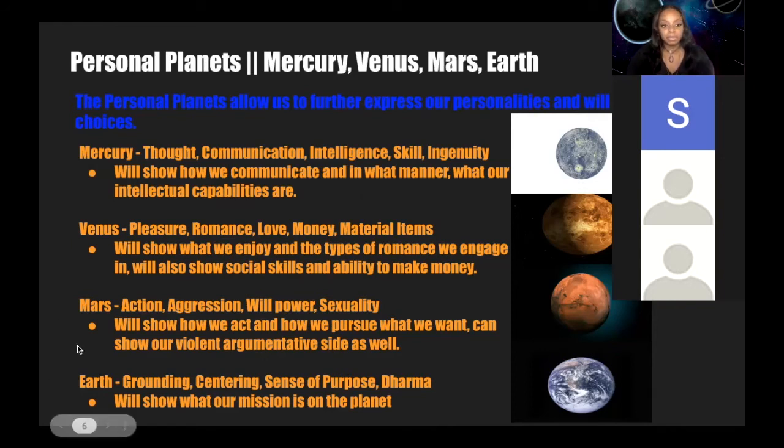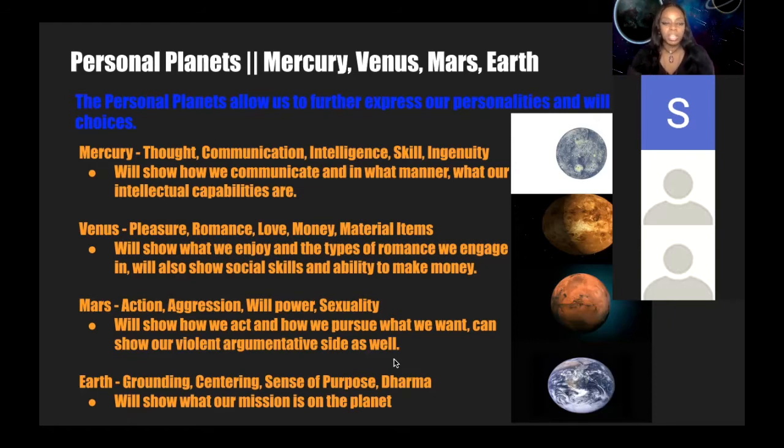And then we have Earth: grounding, centering, sense of purpose, and dharma will show what our mission is on the planet. So many people don't know but the Earth is always opposite the sun. So whatever sign the sun is, the Earth will be opposite. For example, right now, sidereally, the sun is in the sign of Aquarius. And for Earth, that means that the Earth is in the sign of Leo. So it's kind of like facing and aligning with the constellation of Leo, as if you look at it from the sun's perspective. So the Earth does carry astrological energy as well, because it's our home planet.